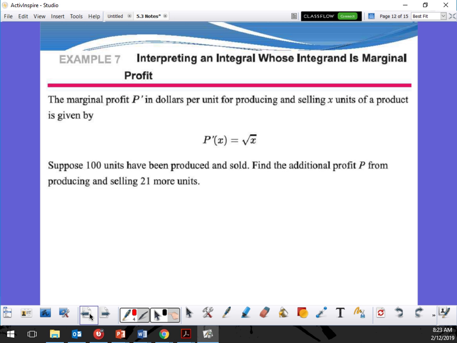Okay, so what is my initial, my starting amount? 100. So I'm going to start at 100 as the lower bound, and the upper bound is 121. What is my integrand? The square root of x. So I'm going to write x to the 1/2, and that would be dx. You agree? Yes.